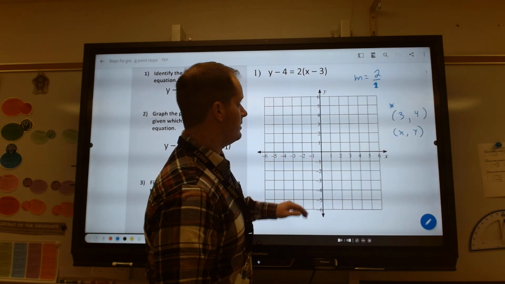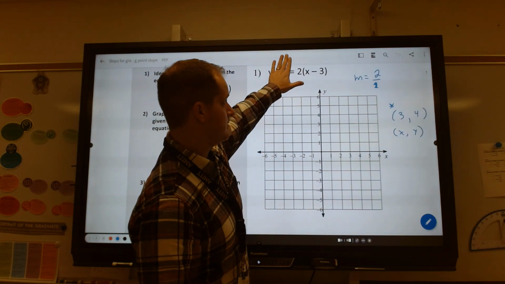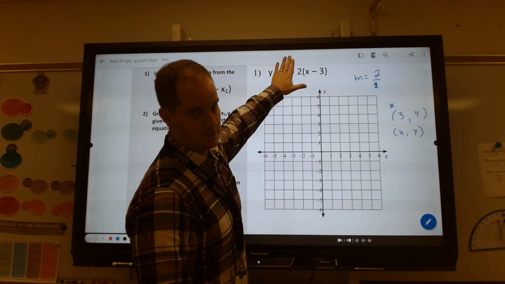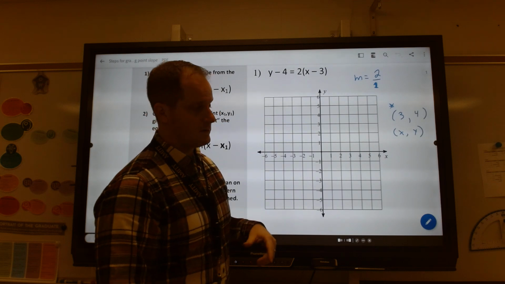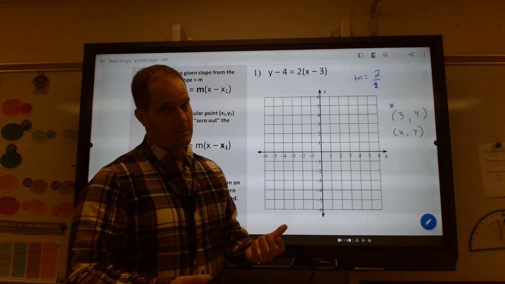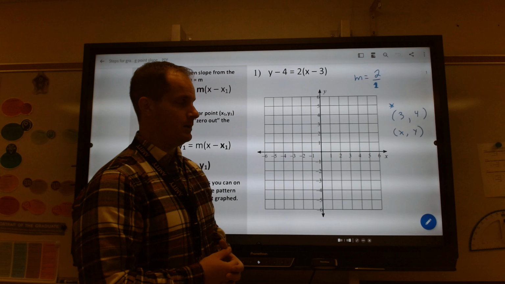So what does that mean? Well, it means that if I plug 3 in for x, I would get 0 for this quantity, and 2 times 0 is 0. And at the same time, if I plug 4 in, 4 minus 4 is also 0. Is it a true statement? It is. 0 does equal 0.